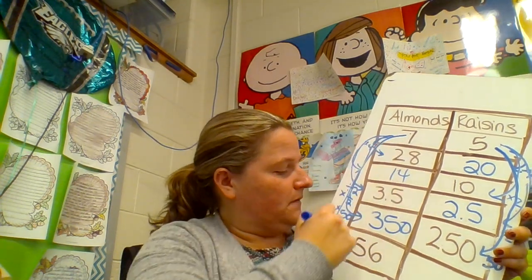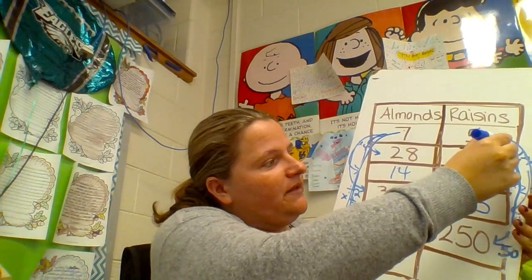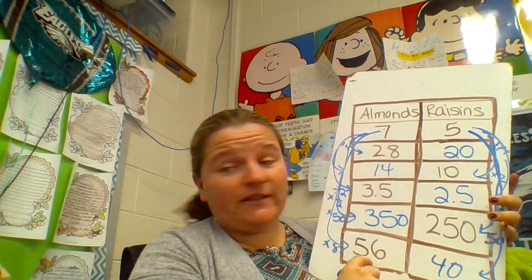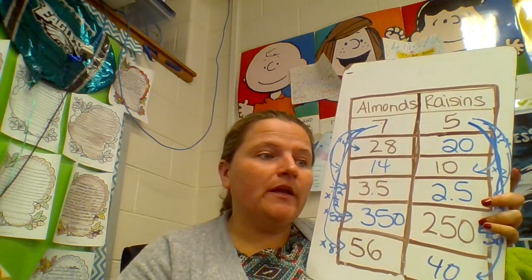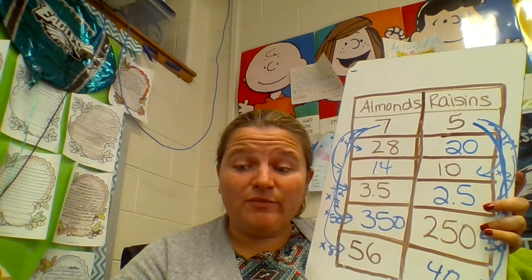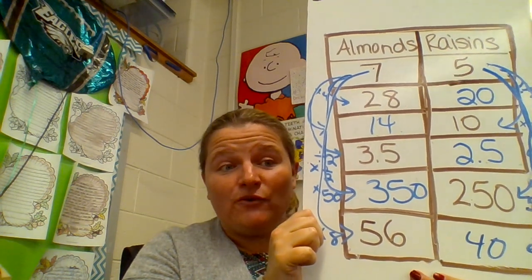All right. And then my last one, 7 times what would be 56? 7 times 8. So I'm going to multiply this side by 8. 5 times 8 is 40. So that means if we use 56 ounces of almonds, we need 40 ounces of raisins. So to find each row, to make sure they're equivalent, if you multiply the 7 and 5 by the same number, you're going to create a ratio that is equivalent.